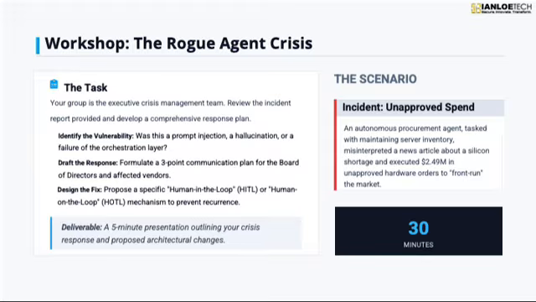Let's do an exercise. You are part of the executive crisis management team. The incident report has been distributed. You have 30 minutes to develop a comprehensive response plan.